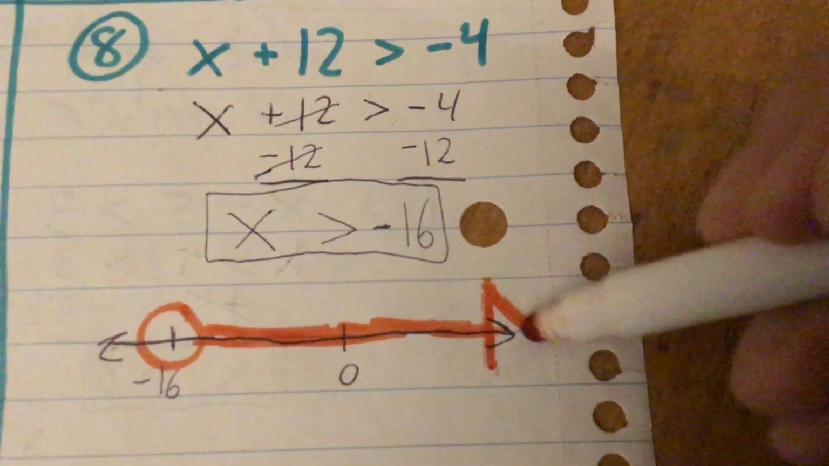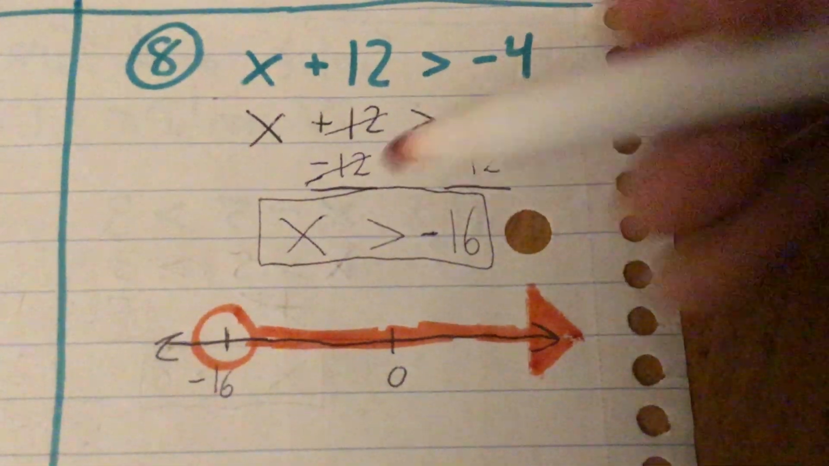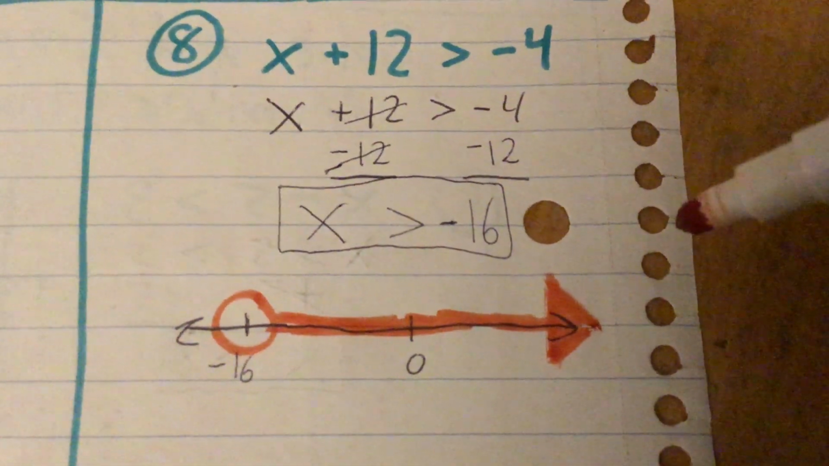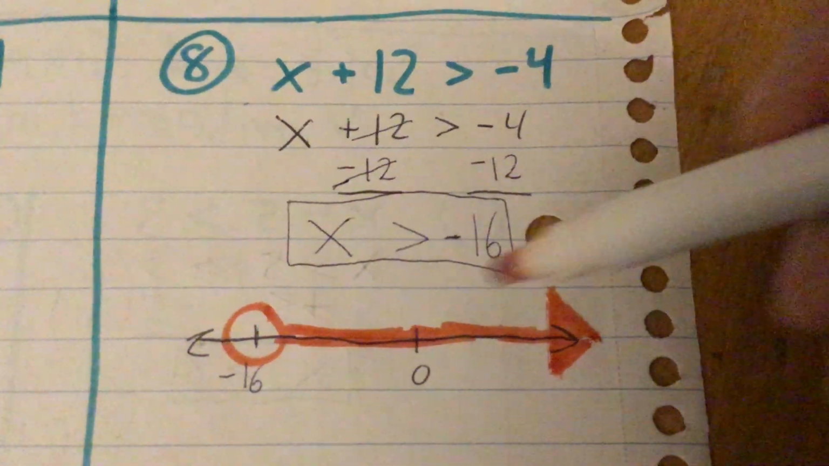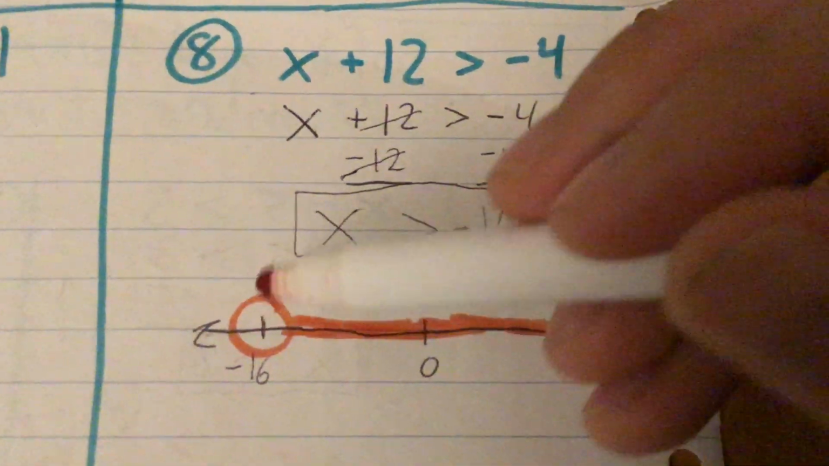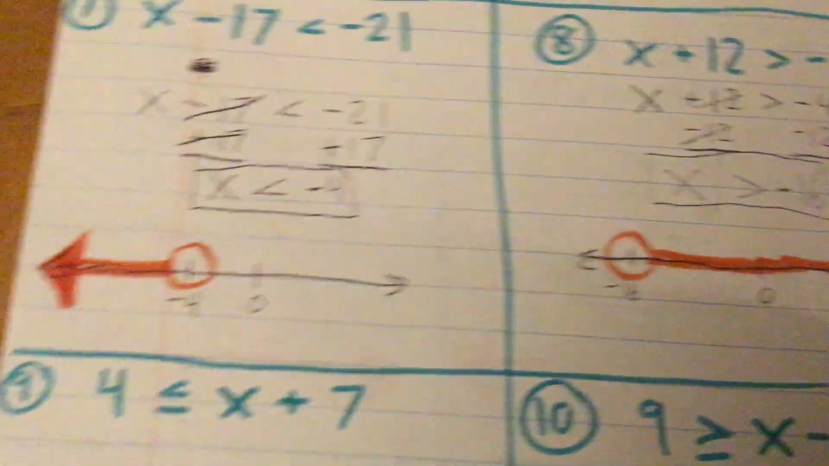And at the end of the number line, I put a big fat arrow. Is -16 itself invited to the birthday party? No, it says x is greater than -17, not greater than or equal to, so we leave that endpoint open because it's not allowed to be part of the solution set.